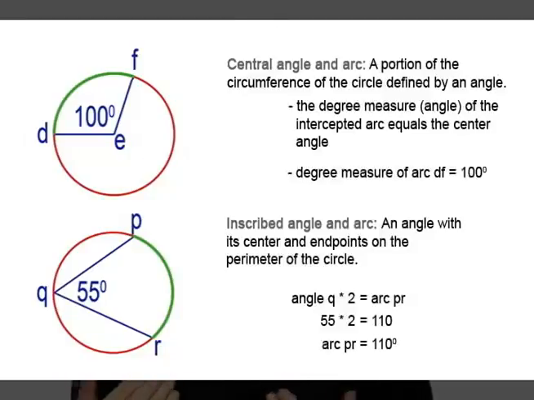So again, an arc is simply a portion of a circle. We can create it two ways. We can create it from an angle at the center of a circle, or we can create it from an angle on the far side of the circle. If we create it from a center angle, whatever that angle measure is, that's how long the arc is. If we create it from the other side of the circle, we have double that angle measure to figure out how long the arc is.